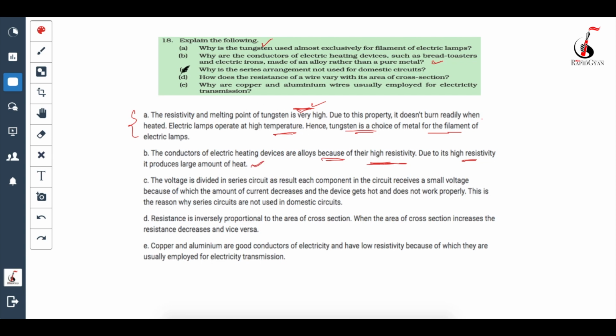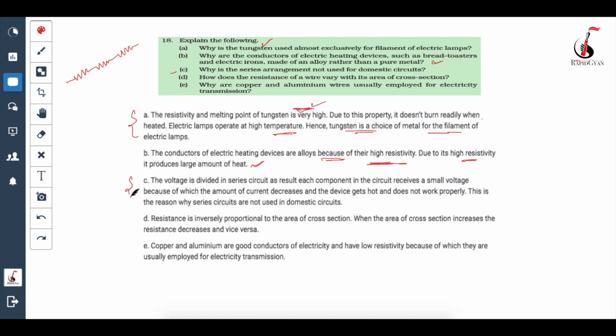The third one is, why is the series arrangement not used for domestic circuits? See beta, if you remember, I have told you, in case of series, voltage is not constant, correct? So what will happen if your domestic appliances are connected in series? Each appliance will have a separate voltage, and as a result they will have a very small amount of voltage, and on that they will not work properly. So that's why instead of series we connect them in parallel, so that each and every device will get an equal amount of voltage.